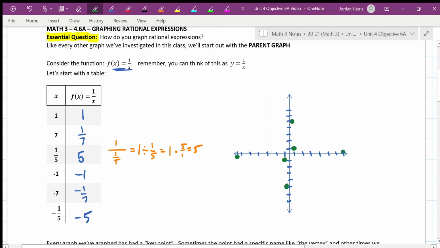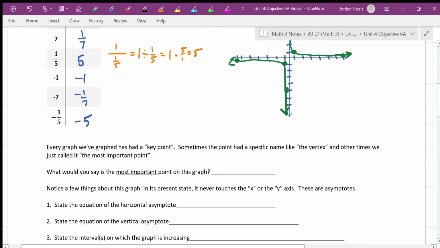Okay, so there we have it. What does this graph look like? If you connect the dots from left to right, on the left side it looks like this, and on the right side it looks like this. You can notice that there are 2 lines the graph will forever get closer to but never cross. Those are called asymptotes. We're going to have 2 asymptotes, one horizontal and one vertical.